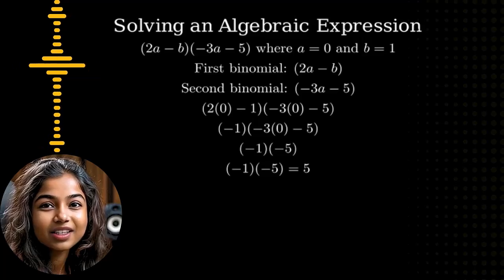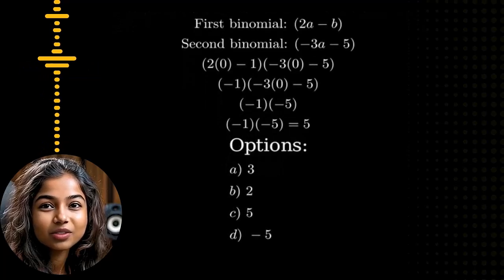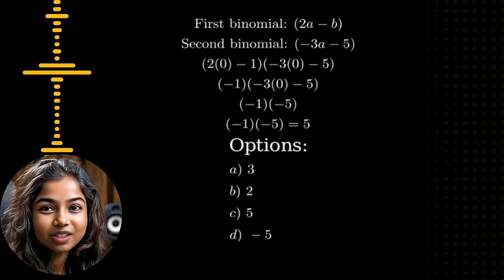Let's look at our options. The choices are A, 3, B, 2, C, 5, or D, negative 5. Since our answer is 5, the correct option is C.